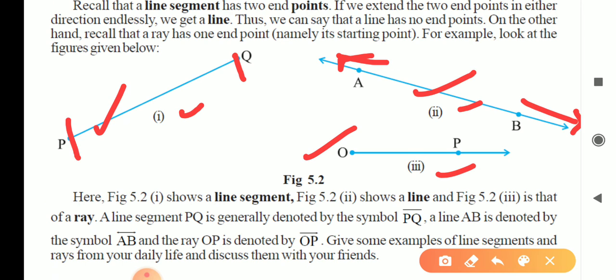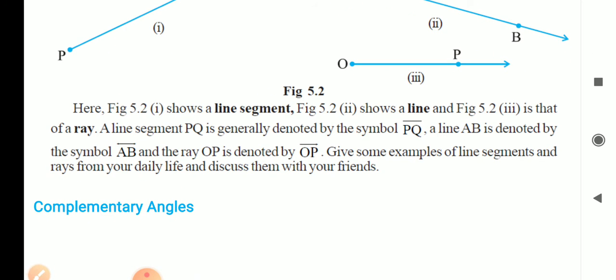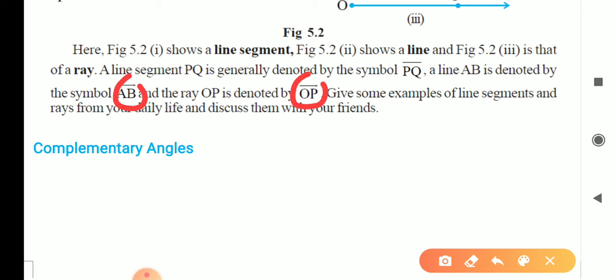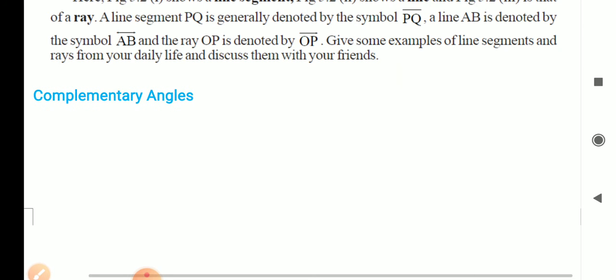O is the endpoint, or you can say the starting point, and in the direction of P, it goes endlessly. Here in figure 5.2, the first shows a line segment, the second shows a line, and the third figure shows a ray. A line segment PQ is generally denoted by the symbol PQ, a line AB is denoted by the symbol AB, and the ray OP is denoted by OP. Give reasoned examples of line segments and rays from your daily life and discuss them with your friends.